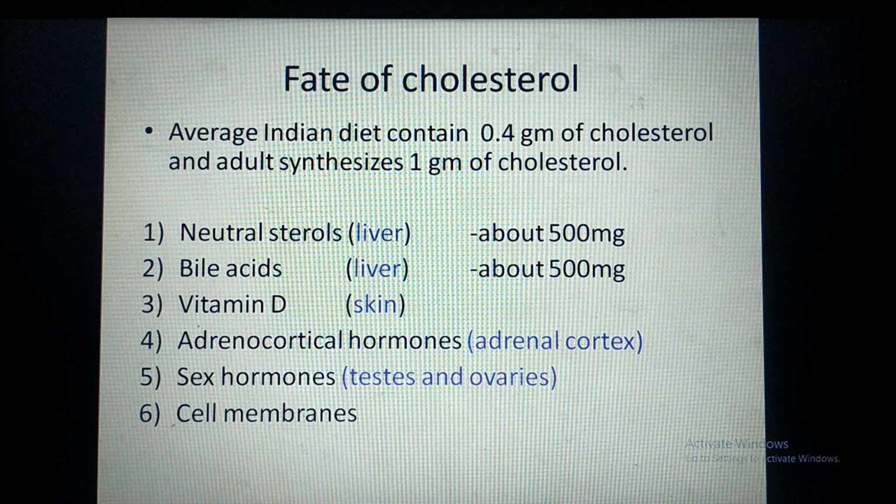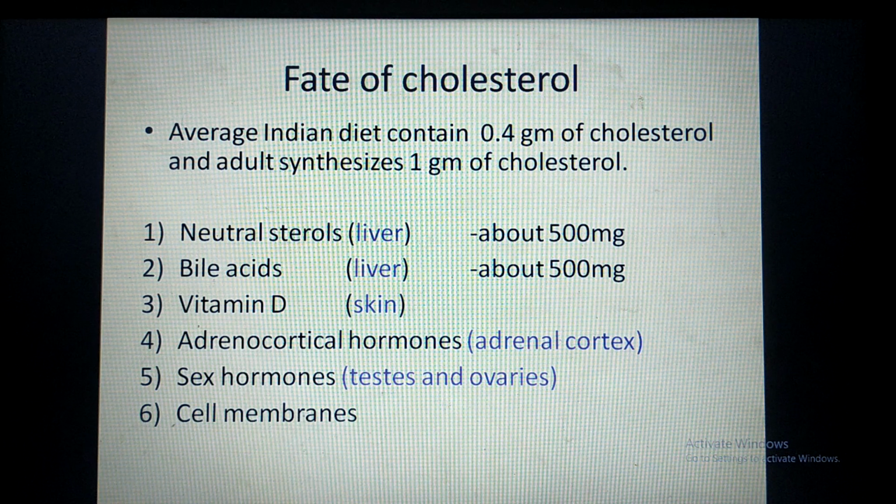These bile acids are required for digestion and absorption of fat. A small amount of cholesterol is also converted into vitamin D in the skin. In the skin, a precursor of vitamin D called 7-dehydrocholesterol is present. When ultraviolet rays of the sun fall on that 7-dehydrocholesterol, it gets converted into cholecalciferol or vitamin D.